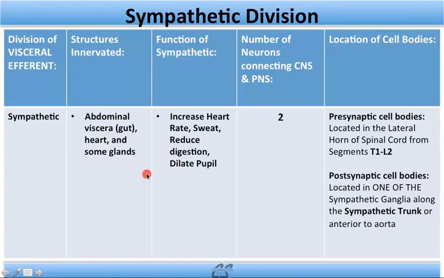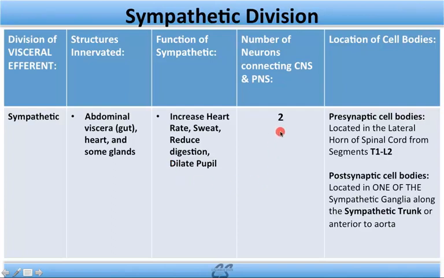So taking a look at the sympathetic first. Again, it's going to affect the gut, the heart, and some glands. That's visceral, period. Some specific functions to help us along: increase the heart rate. Right? If you're scared, your heart rate starts to increase. Maybe you're sweating simultaneously. I can guarantee you at that point, you're not wanting to digest whatever. And we dilate the pupil simultaneously. A lot of this is happening simultaneously, and especially in some of those stressful fight or flight situations.